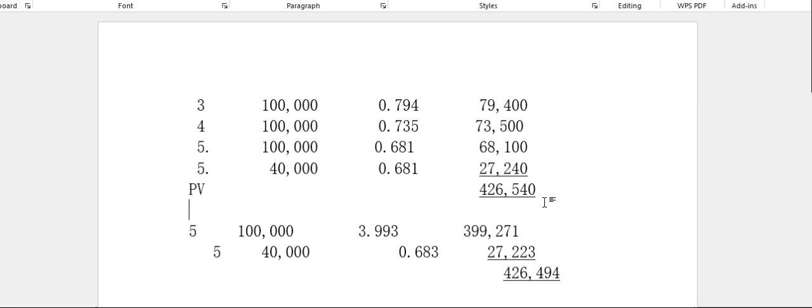Now let's assume that in exam mode, you don't have all the time in the world to be doing this one by one. And so, just like my friend suggested, there are other shortcuts that you can use. That shortcut is known as the annuity formula.